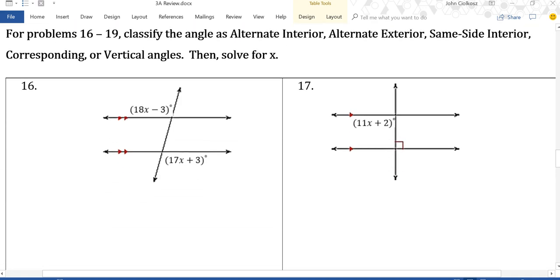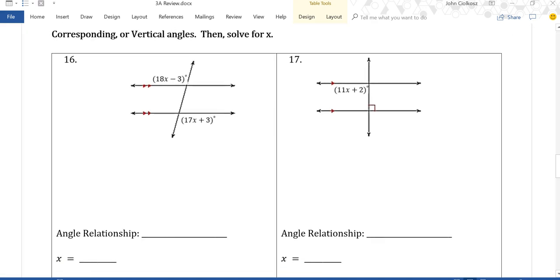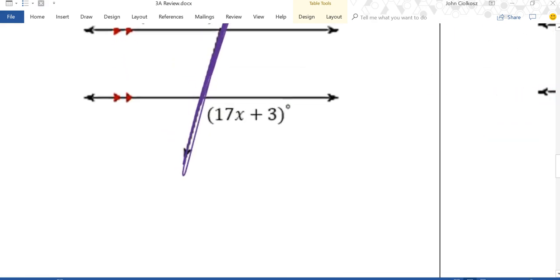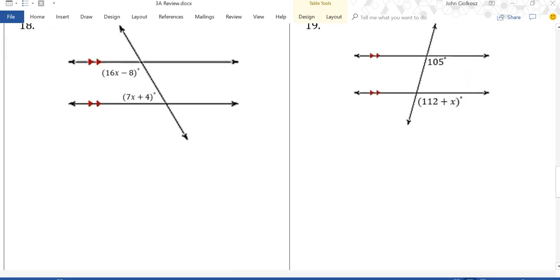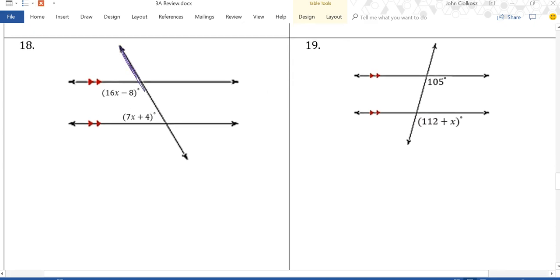Okay, so in these it says classify the angles as alternate interior, alternate exterior, same side interior, corresponding or vertical angles, and then solve for x. So two-part problem. First, what I'm going to do right now is just highlight our transversals. I suggest you do the same. So let's go ahead and do a transversal here. This one's here. Notice the parallel lines are identified with those little red triangles on them, such as here or here. So again, just making sure we know which ones are transversal, because that's what indicates our relationships here, or at least it's a big part of it.